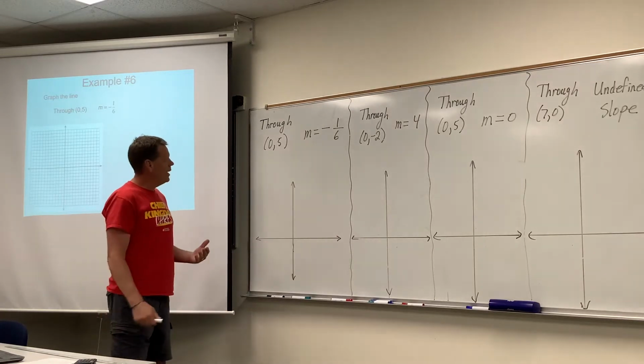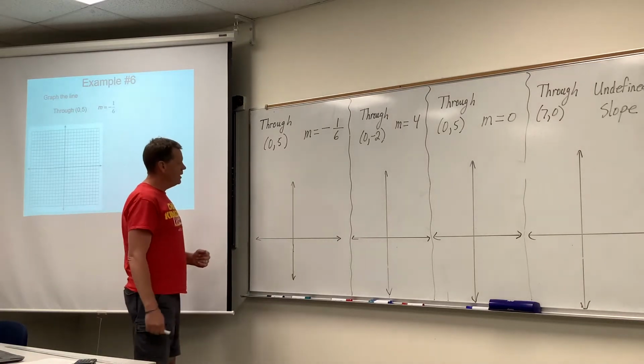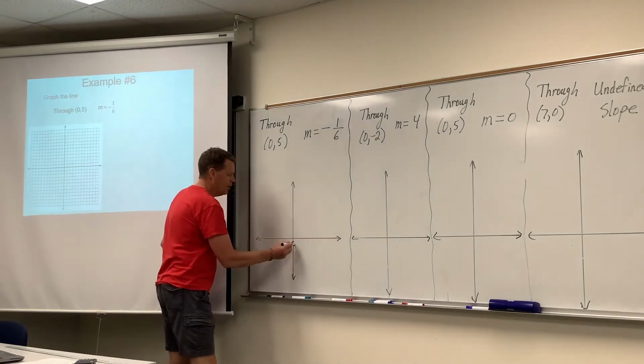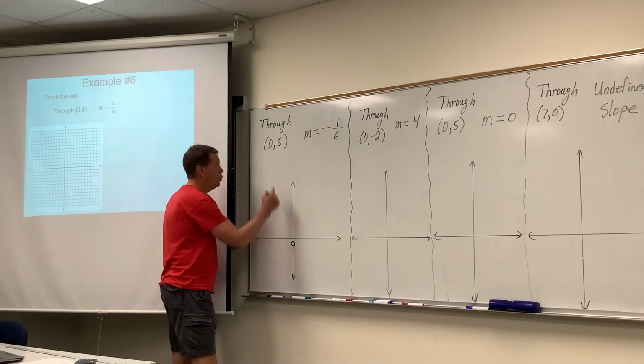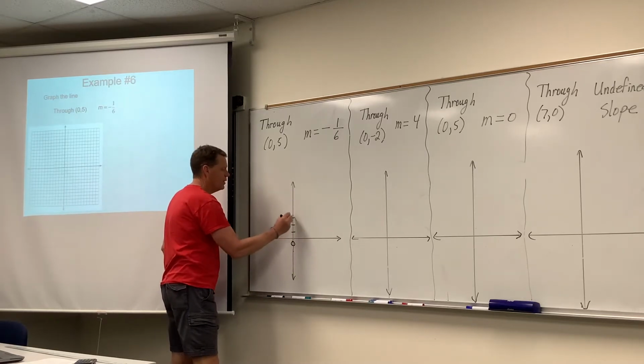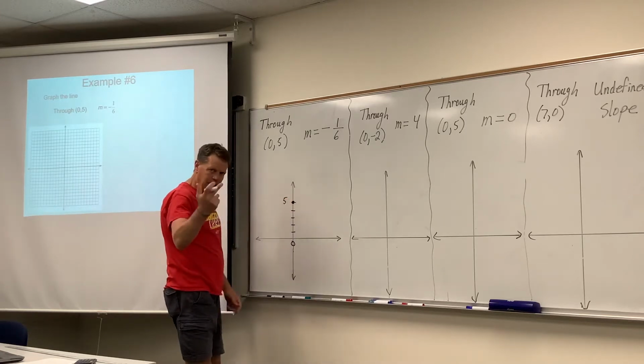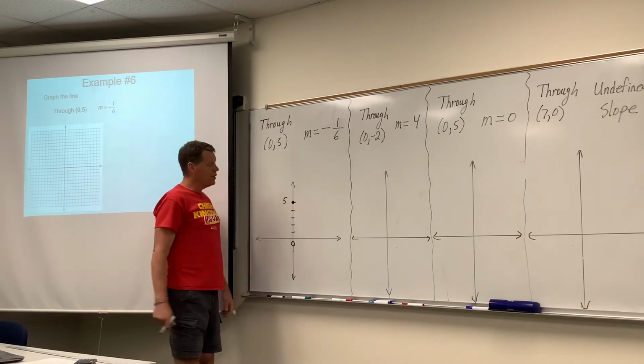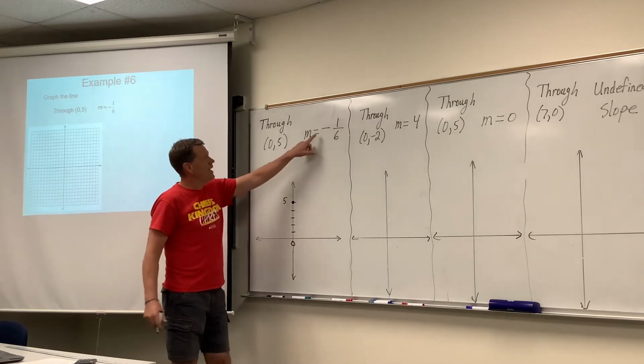They want this line, this is example 6, they want the line to pass through the ordered pair 0, 5. So x would be 0 right here in the middle horizontally, right? And y would be 5, 1, 2, 3, 4, 5. So you plot that on your graph paper. You've got the graph paper in front of you there, and you'll have graph paper on your homework as well. The slope is negative 1/6.